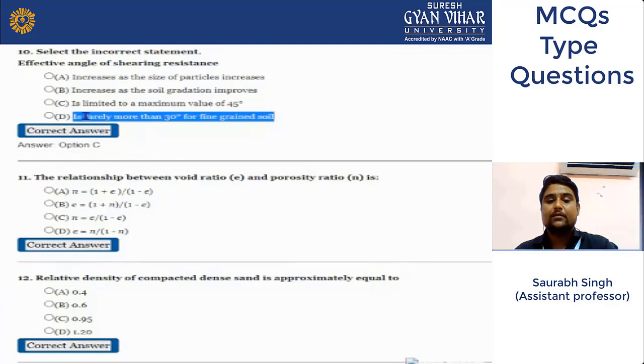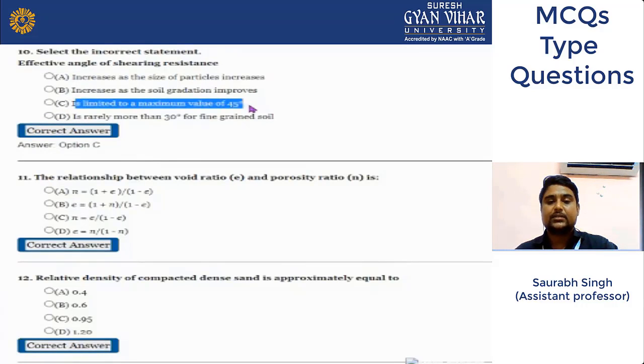E is limited to a maximum value of 45 degrees. These two are very important questions. That's why we need to cover them also.